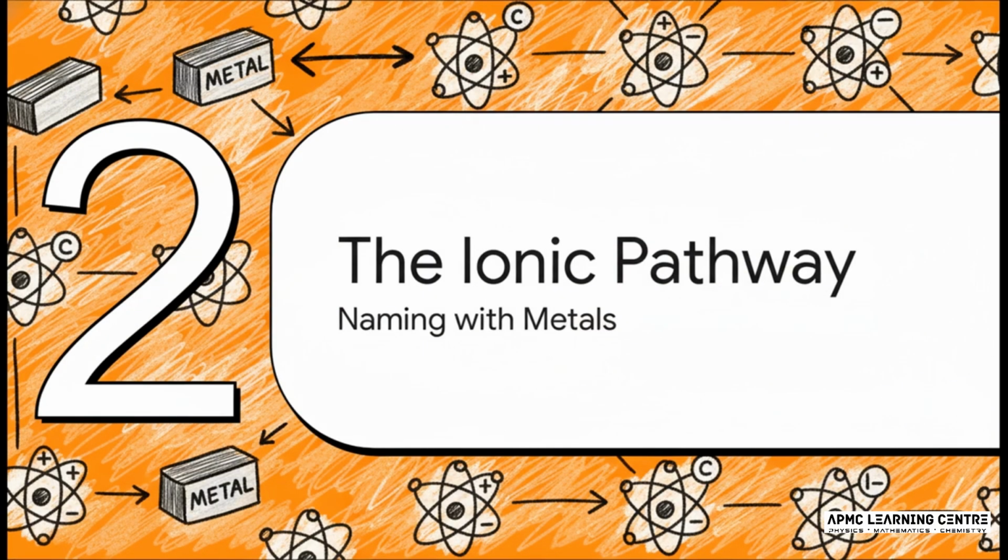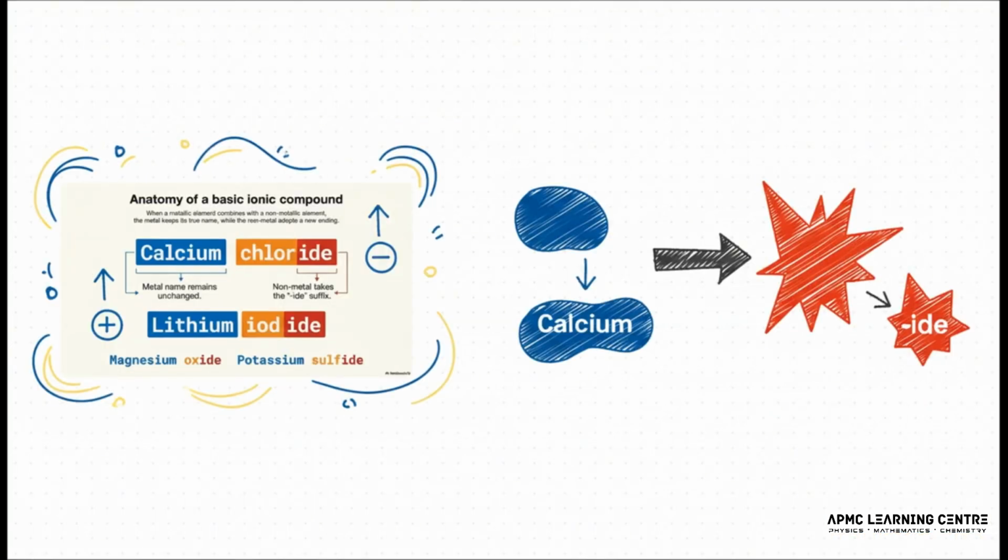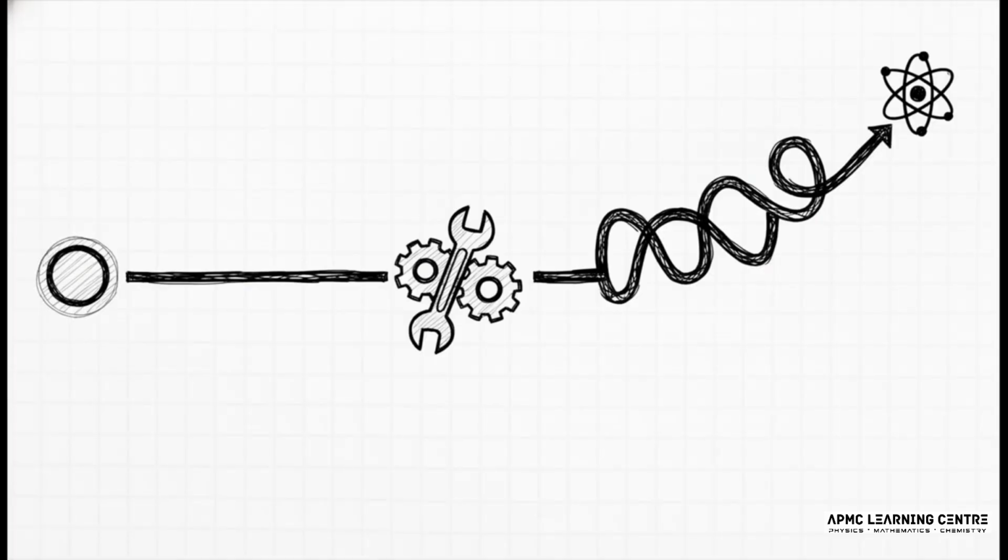So let's explore that first path, the ionic pathway. This is the one we take for any compound that starts with a metal. You know, the basic rule here is actually wonderfully simple. The first element, the metal, it just keeps its name. Calcium is, well, it's just calcium. But the second element, the nonmetal, it gets a little makeover. We just swap out its ending for the suffix "ide." So chlorine becomes chloride. Put them together and you get calcium chloride. See? Easy, right? Now, that simple system works perfectly for a lot of metals.